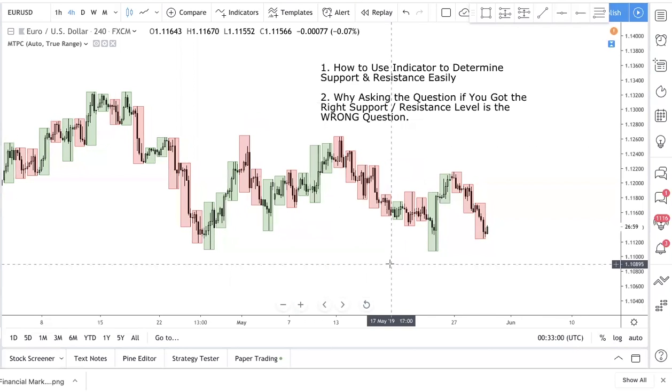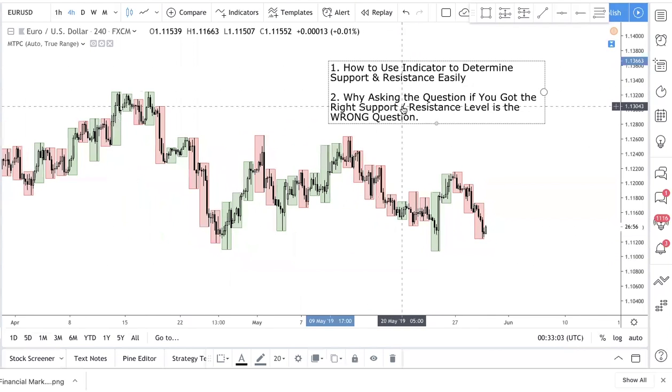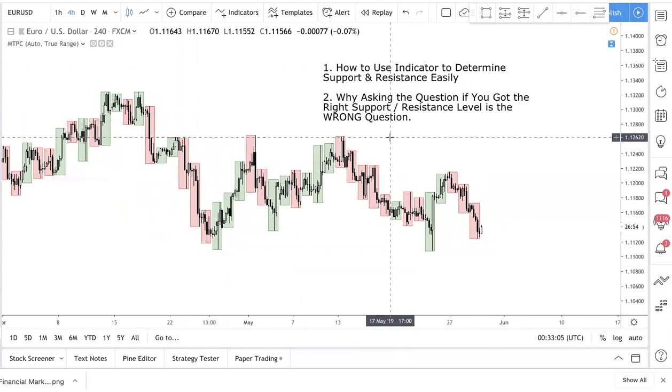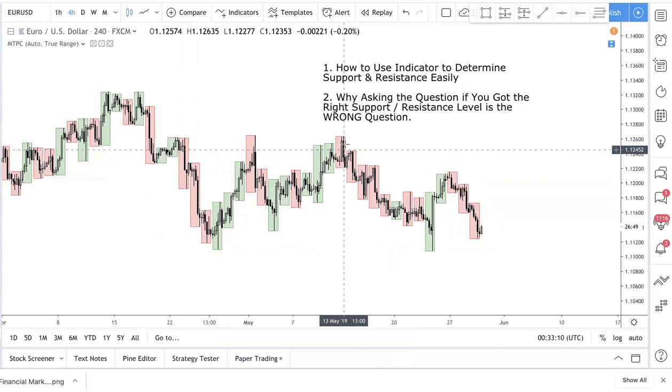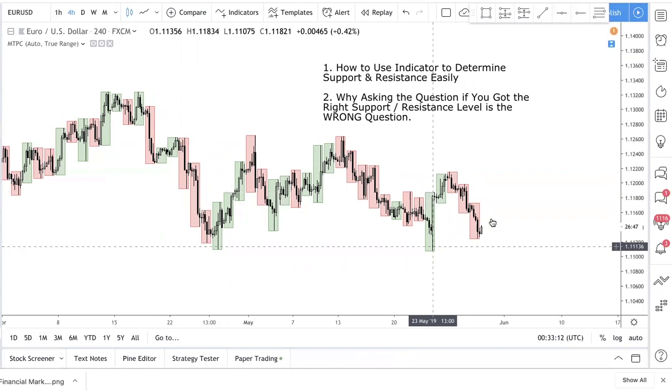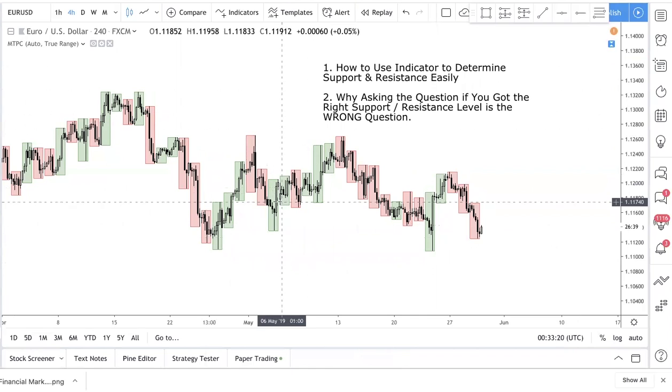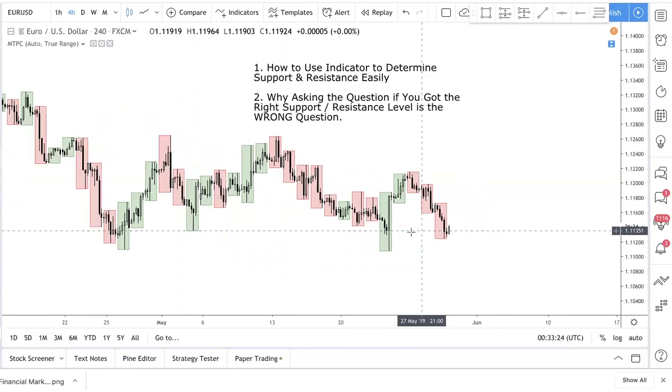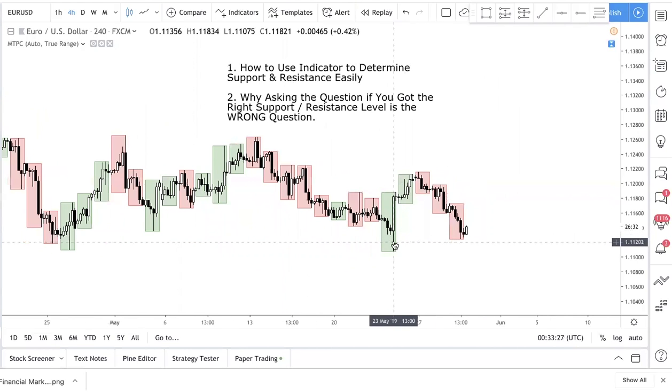Okay, so now let's go through point one. How do you use this indicator to determine support and resistance easily? You can see over here, as I explained earlier, each of these boxes covers the low and the high. So one box over here is 1 day, 1 day, 1 day, 1 day. I mean, you can count. One candle is 4 hours, and 1 day has 24 hours, so you should have 6 candles here. 1, 2, 3, 4, 5, 6.